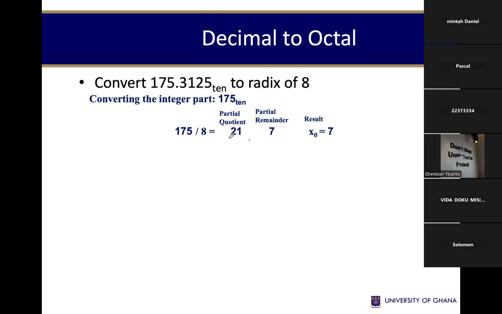So what can be done is very simple. We can actually go with the highest power of 8, or we can also go with the division by the base you are dealing with. I'll use the division by the base aspect. You can also try the other one. That can also work. So I'm going to have 175.